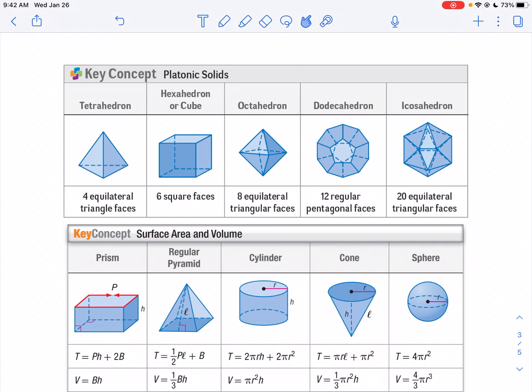We have 5 Platonic solids. The Platonic solids are shapes where all the sides are regular polygons. So they're all equilateral triangles, they're all squares, and so on. And so they're a tetrahedron, a hexahedron, which most people call a cube, an octahedron, a dodecahedron, and an icosahedron, which has 20 equilateral triangle faces.